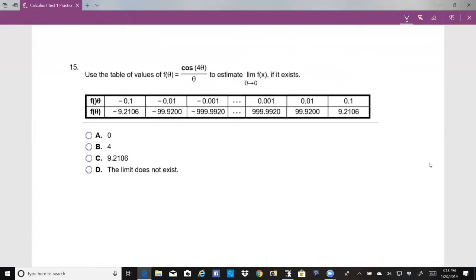Number 16, sometimes we can do a table of a function. If we want to find the limit of a function, say in this case as theta approaches 0 (by the way, this should be f of theta instead of f of x, because the variable is theta), as theta approaches 0, we want to try to estimate what the limit is.